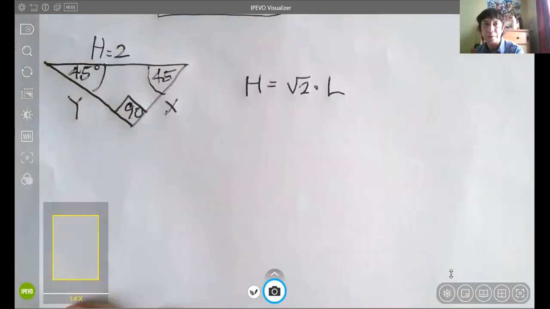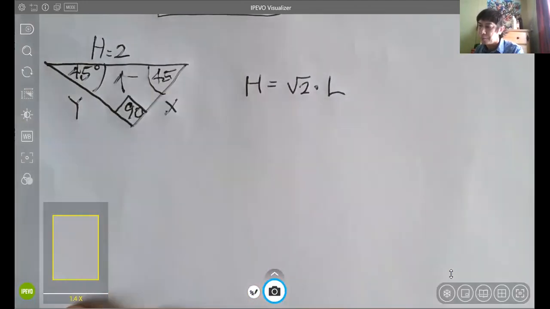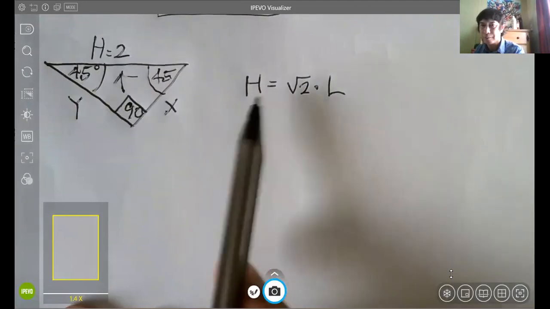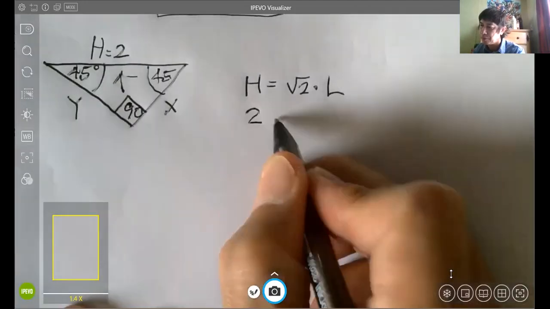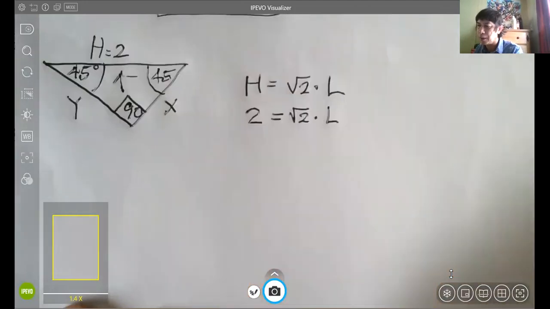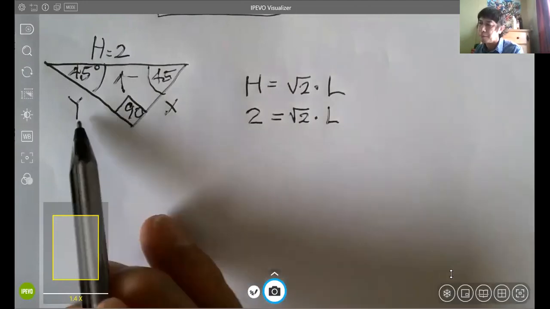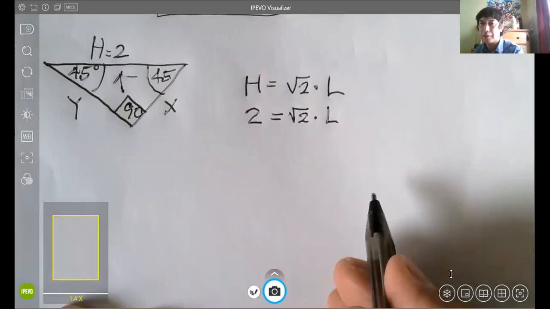That's our hypotenuse. It's opposite the 90. You can see it's opposite the 90, so that means that's the longest side too. So we shall use this formula and then substitute the 2 in the h there. So you may write here 2 is equal to square root of 2 times the leg, where the leg is actually represented by the variables x and y. By using this formula, we can solve for the leg.